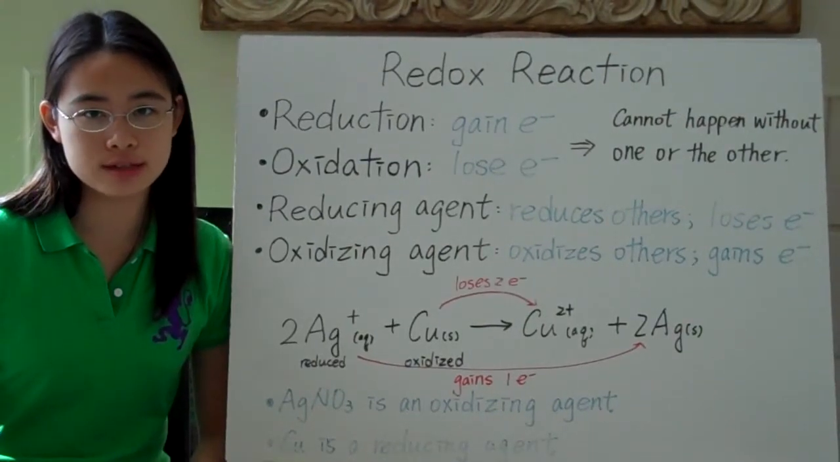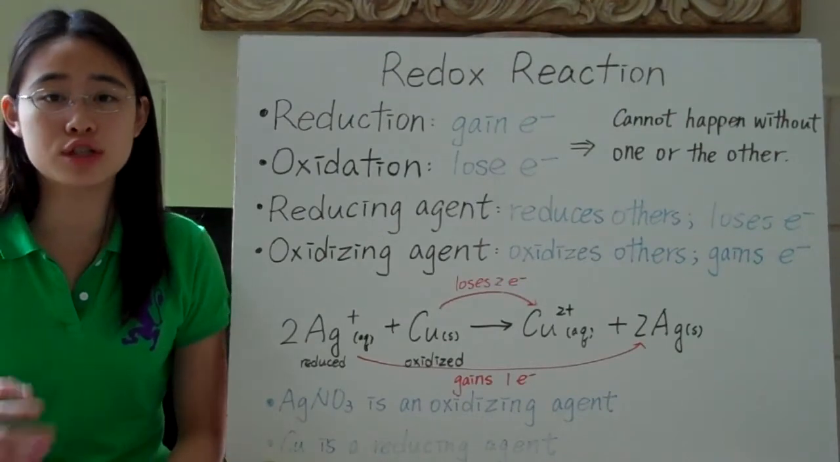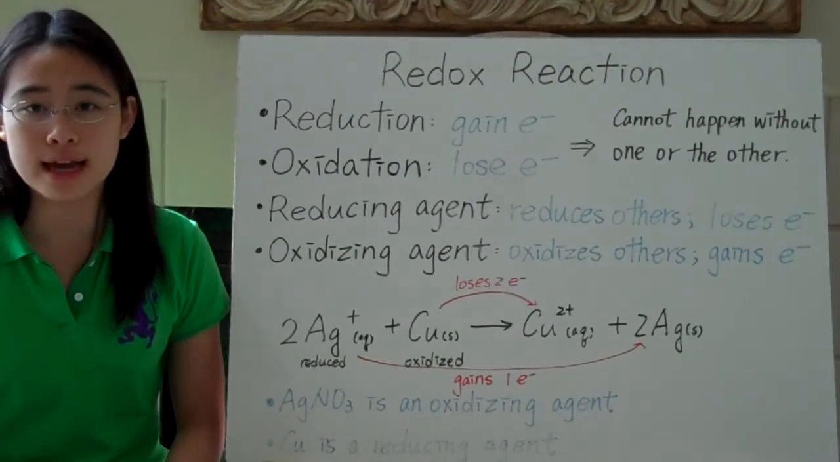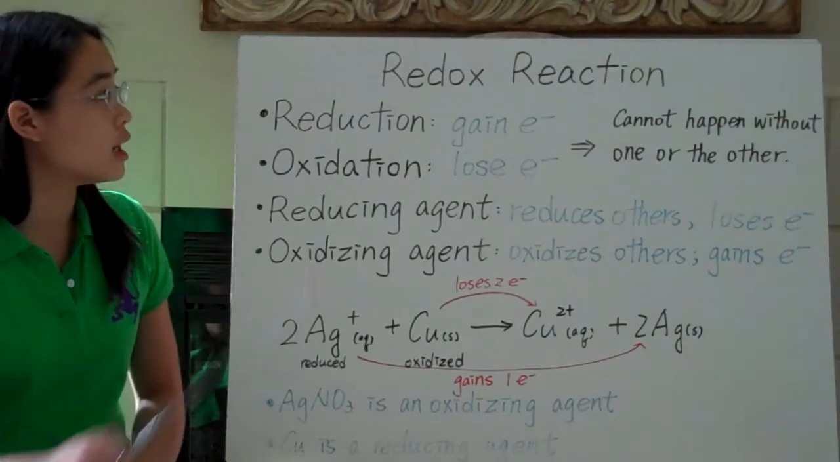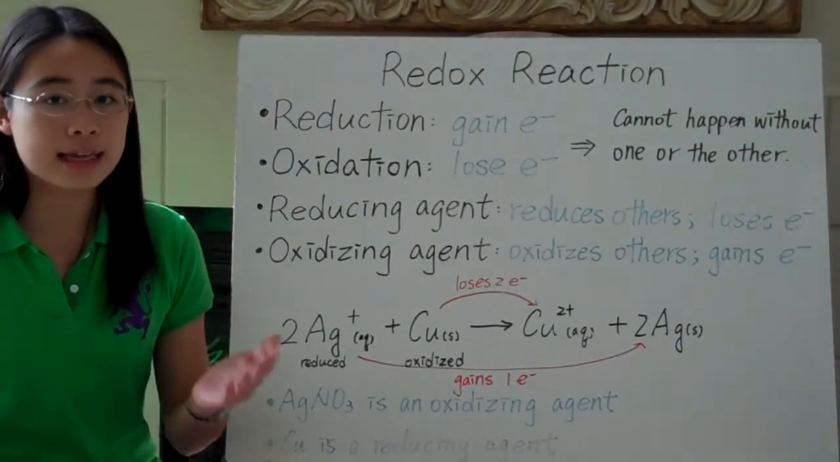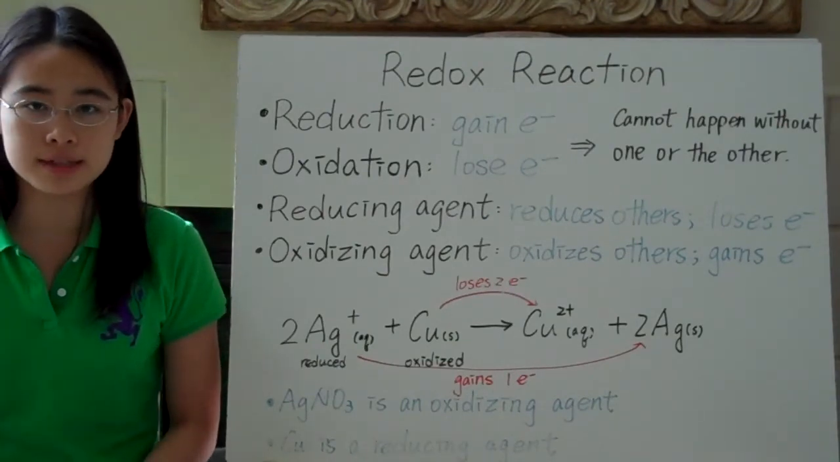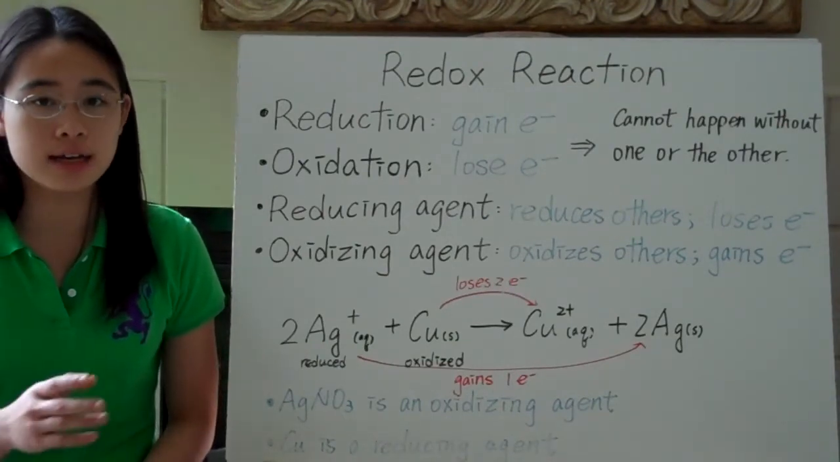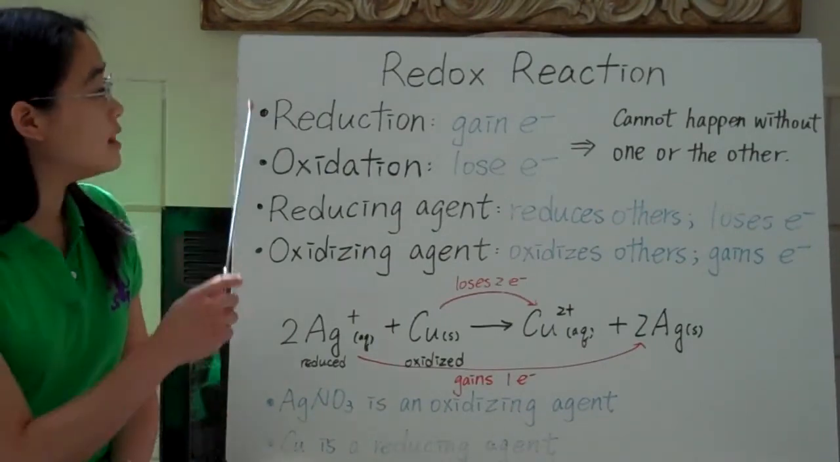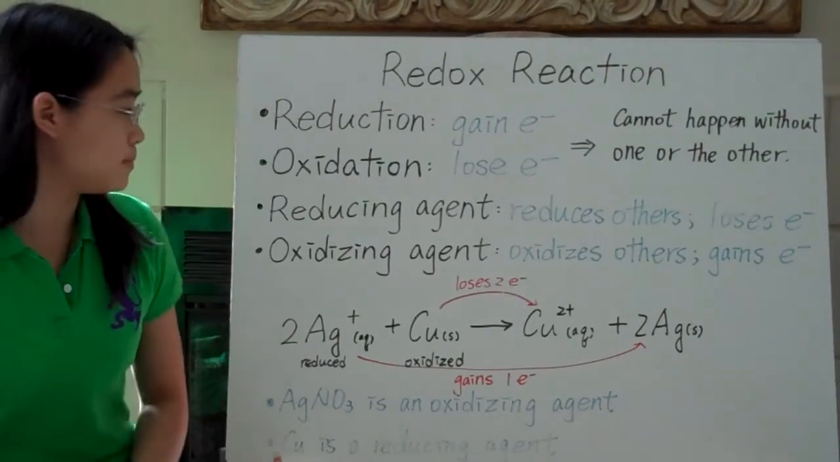Redox reaction and standard reduction potential. Any chemical equations in which electrons are transferred from one atom to the other are called redox reactions. Any substance that gains electrons, we say it undergoes reduction. Any substance that loses electrons undergoes oxidation. They cannot happen without one or the other. They have to happen together.